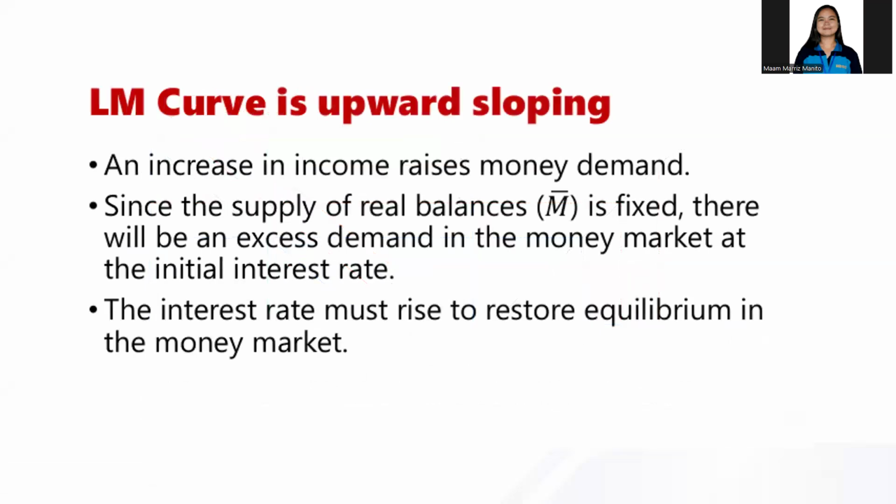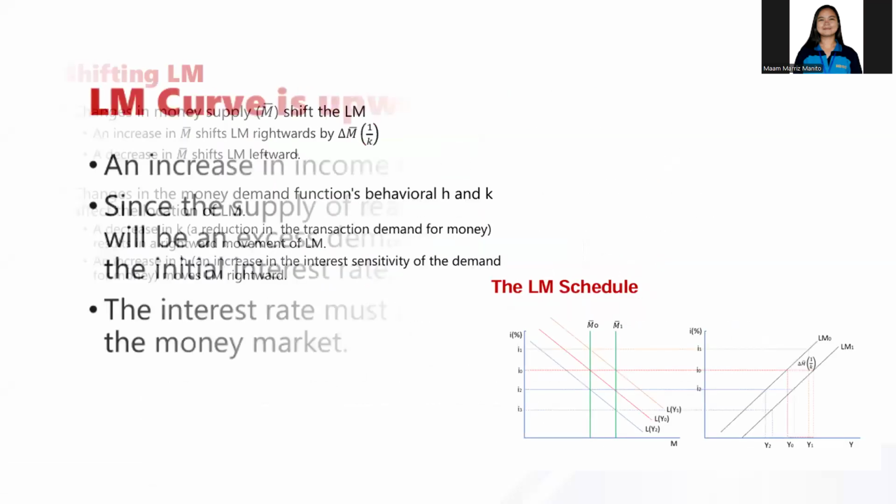So, as I've said po kanina, LM curve is upward sloping. An increase in income raises money demand. And since the supply of real balances is fixed, there will be an excess demand in the money market at the initial interest rate. The interest rate must rise to restore equilibrium in the money market.